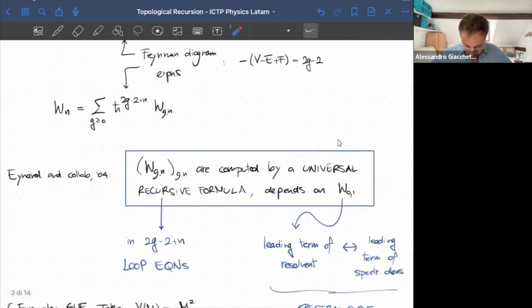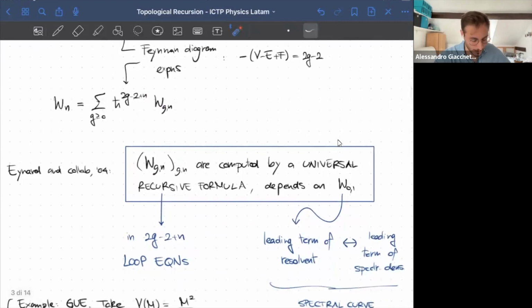And what Eynard and collaborators understood in the early 2000s is that all these W_{g,n} can be computed by a universal formula that is recursive, and it only depends on omega 01.